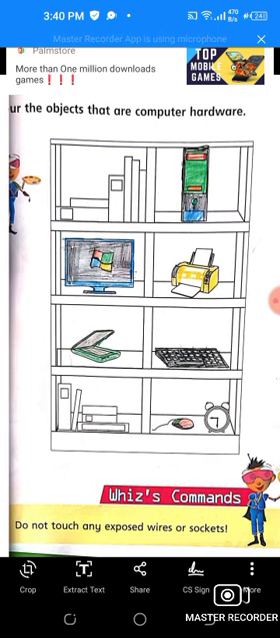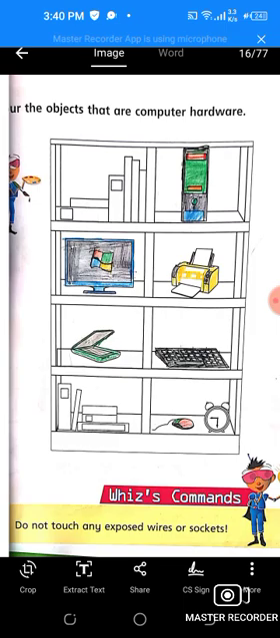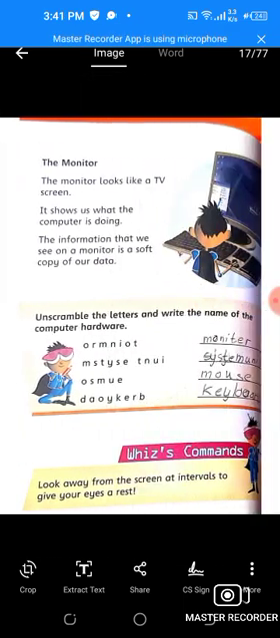Okay. Next is computer command. Do not touch any exposed wire or socket.